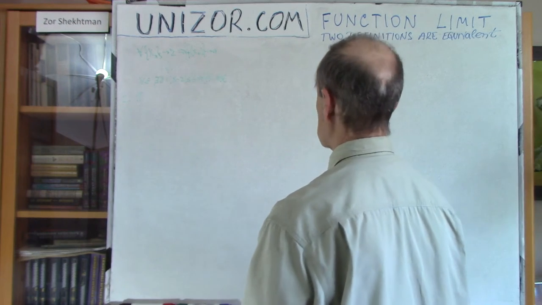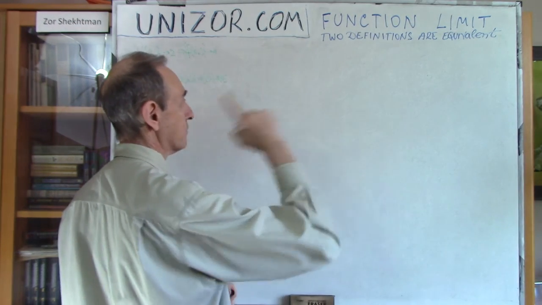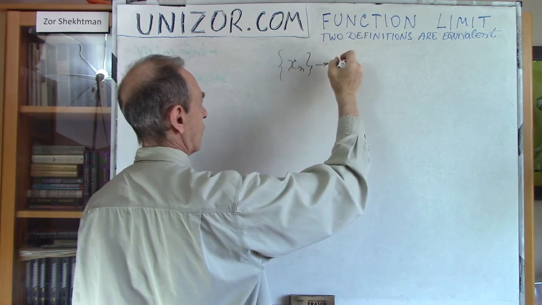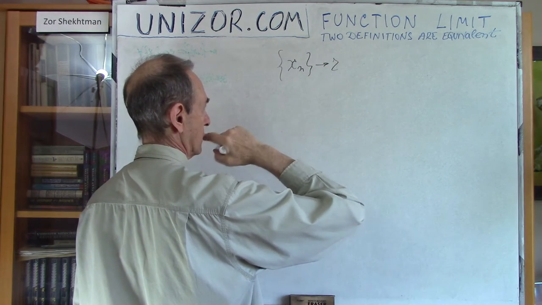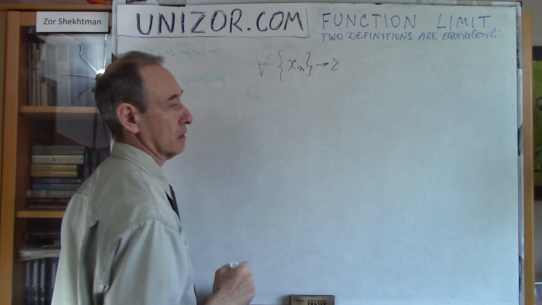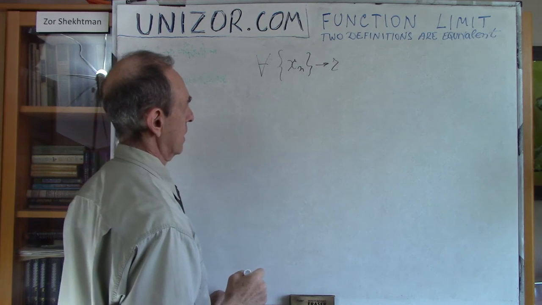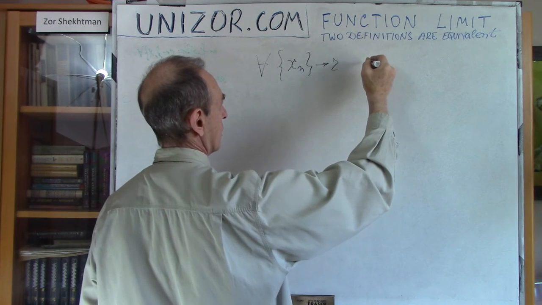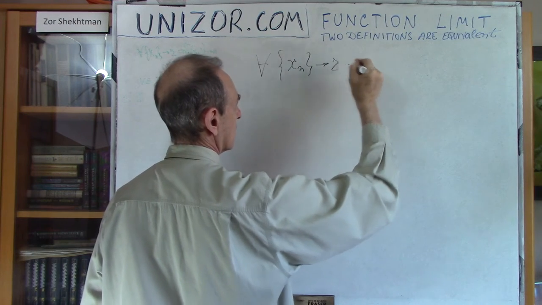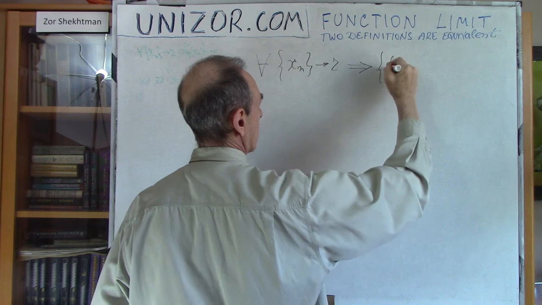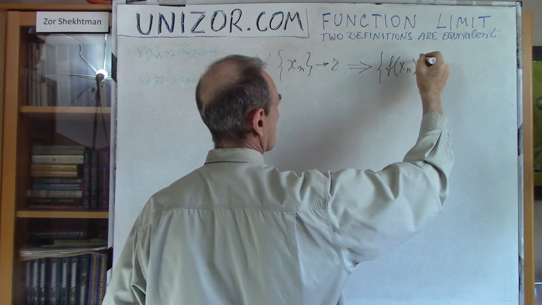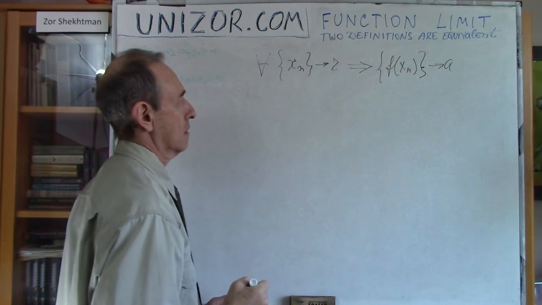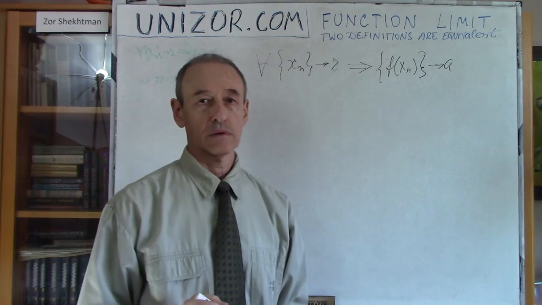So the first one is, I would like to prove that my first definition is the following. If my xn converges to R, and for any such sequence of xn, if this is any sequence which is converging to R, if from this follows that the function values of these arguments represent a sequence which is converging to A, then the limit of the function is A.